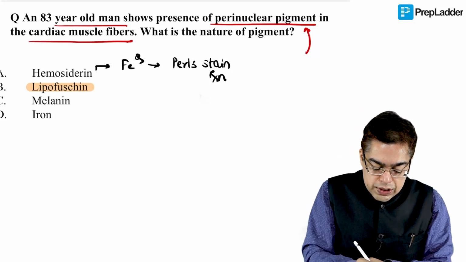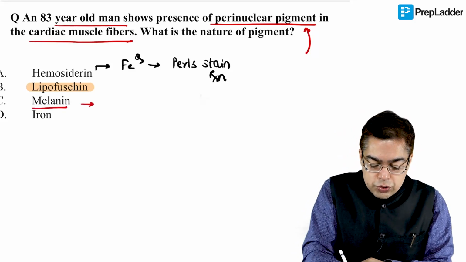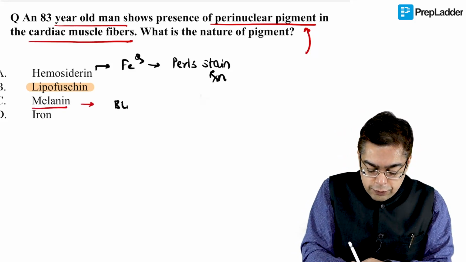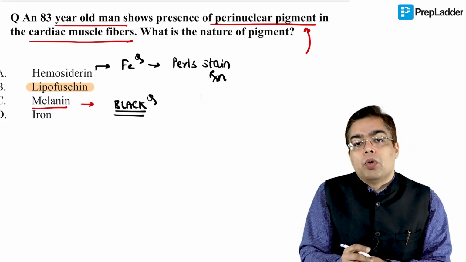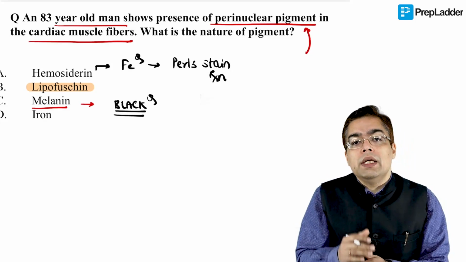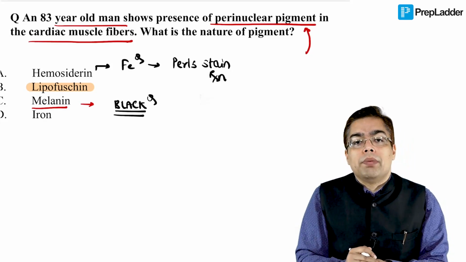When we are talking about option C over here, which is going to be melanin, that is going to be an example of a pigment responsible for the black color of our skin and hair. And this is going to be an important pigment because this is going to be the only endogenous pigment which is going to be black in color.